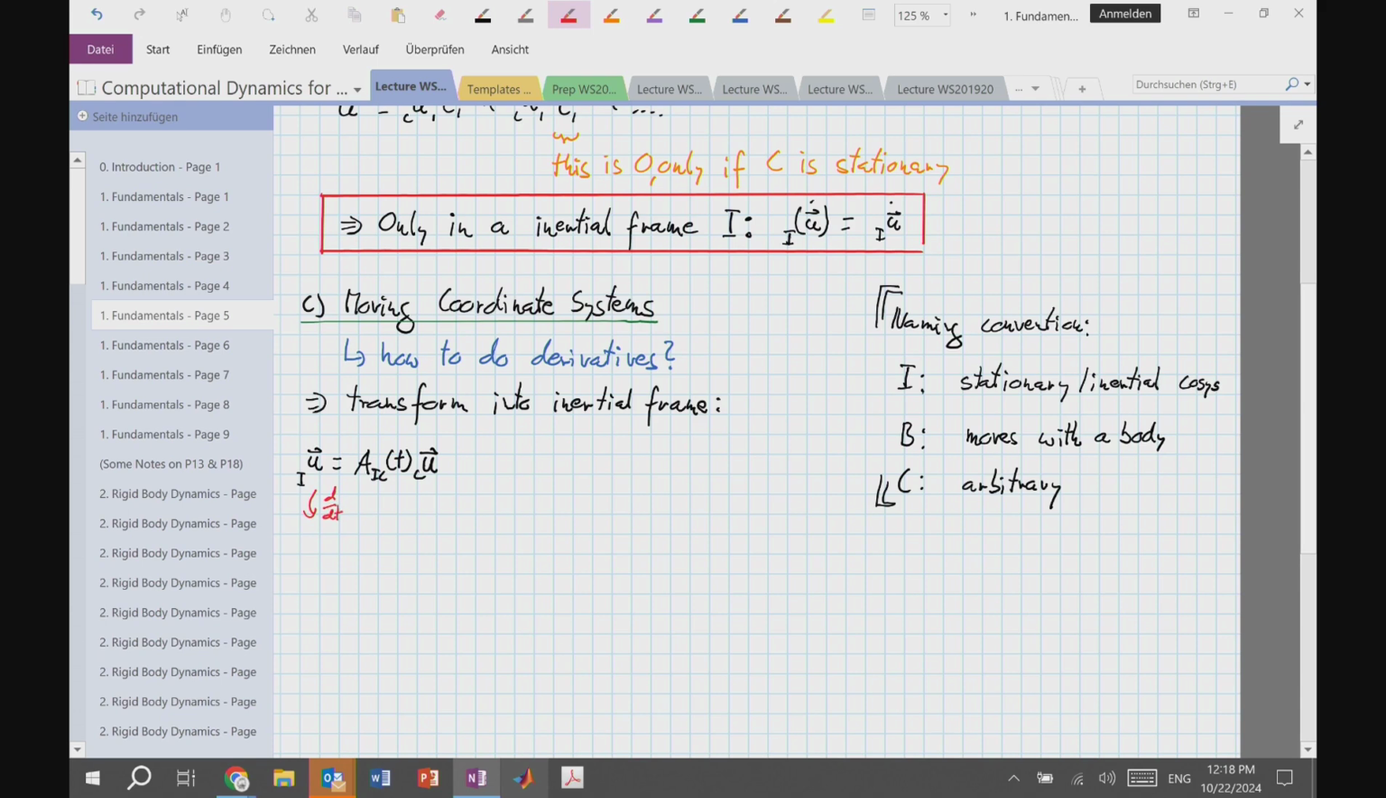I then can go ahead and take the time derivative of what I have here, right? And here I have numbers, right? UIC, the coordinates of u in the I coordinate system. And so I basically take here a numerical derivative. And this numerical derivative follows from the product rule by taking the derivative of my transformation matrix.